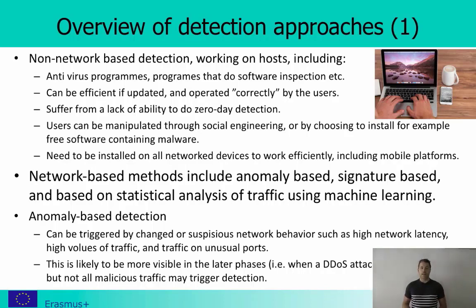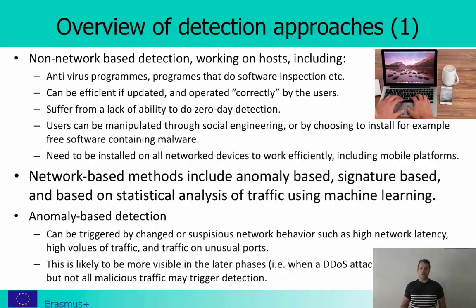There is anomaly detection, which is basically that if you can see a very unusual behavior, that could be triggered by a high network latency, or a big increase in the amount of traffic, or traffic on unusual ports, then you say, this looks suspicious because it's considerably different from normal network traffic. When we're talking about botnets, this is more likely to occur in the last phase where you actually have some malicious activities going on. So a DDoS attack would trigger this because it's a lot of traffic which looks very specific and which is very different from your usual traffic.